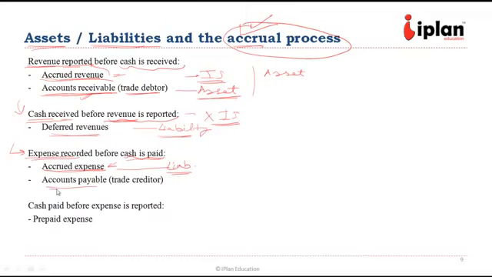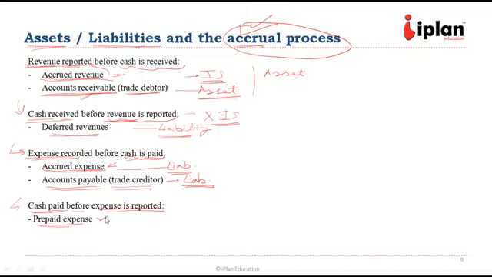Similarly, accounts payable. Certain goods have been received from the suppliers but accounts have not been paid. The cash is not paid yet. That is also a liability. This amount will be paid in the future. It remains a liability. Now let us look at the last case where cash is paid before expense is reported.